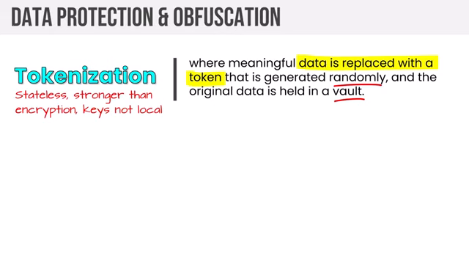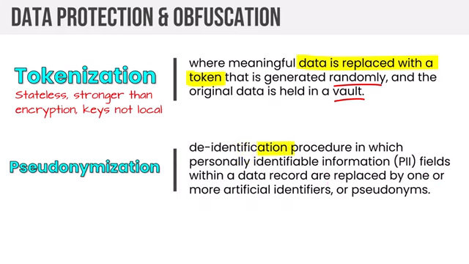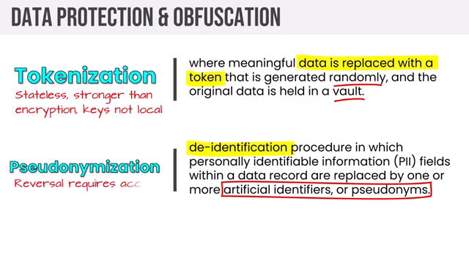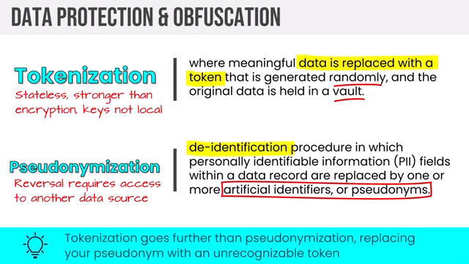And I want to compare that to a technology we called out earlier, which is pseudonymization. It's a de-identification procedure in which personally identifiable fields within a data record are replaced by one or more artificial identifiers or pseudonyms. So reversal requires access to another data source. So in this case, tokenization goes further than pseudonymization, replacing your pseudonym with an unrecognizable token.